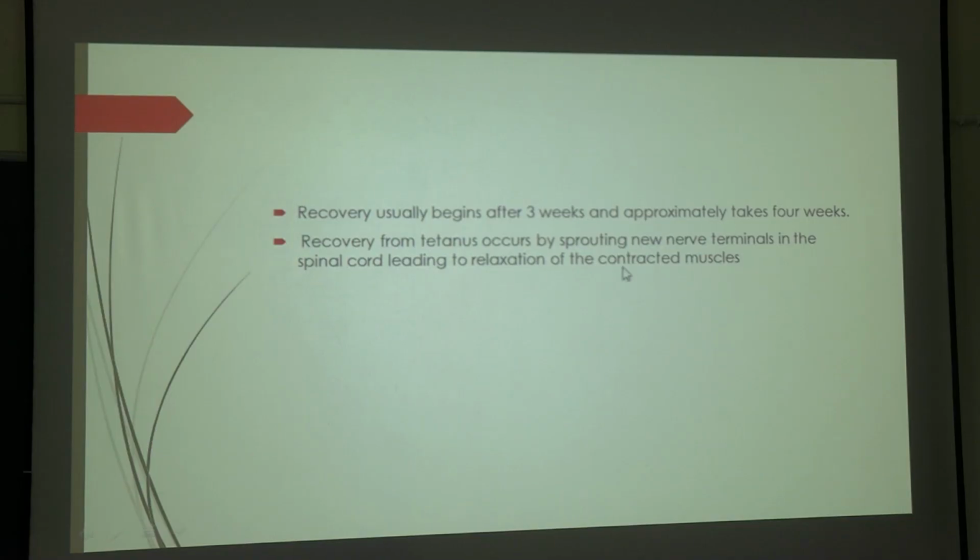Recovery from the tetanus occurs by sprouting of the new nerve terminals in the spinal cord leading to the relaxation of the contracted muscles. The toxin binds to the synaptic junction. Unless you give antitoxin, that toxin will not be released unless and until there is regeneration of the nerve fibers. That usually takes 3 to 4 weeks. Before that it will not happen, that's why you have to give antitoxin.